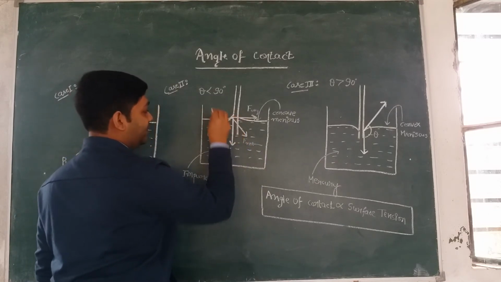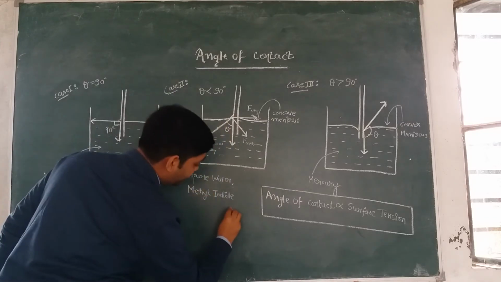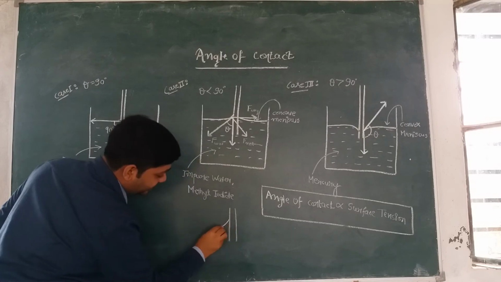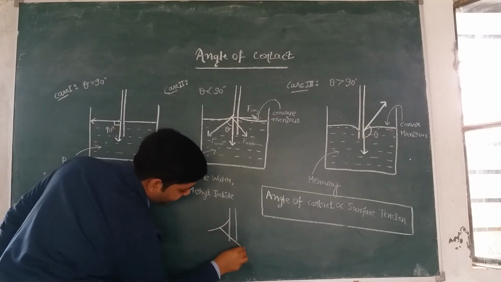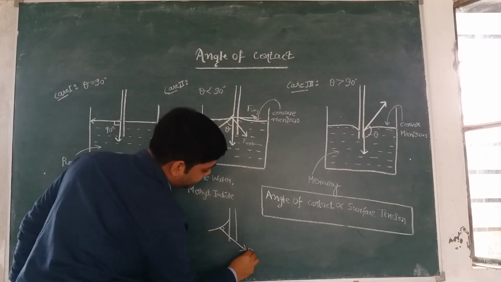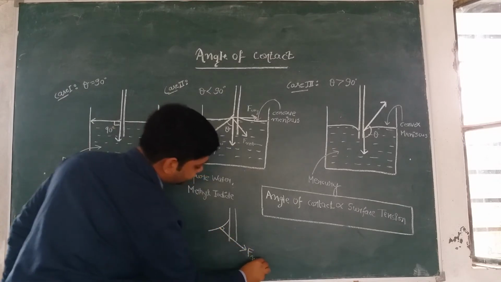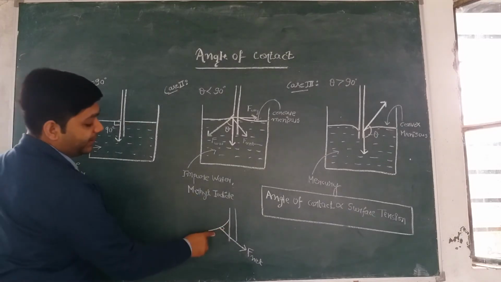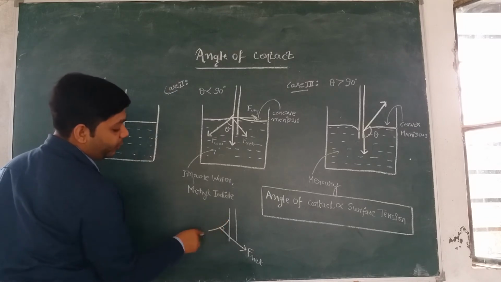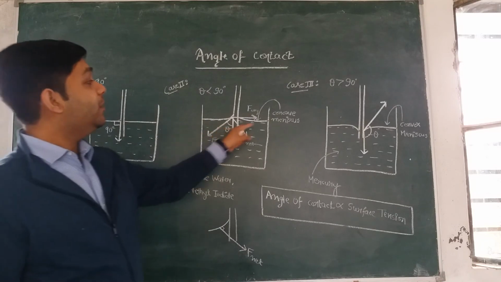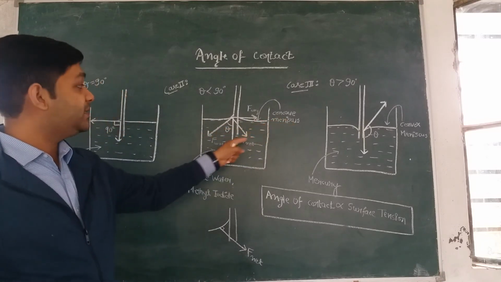The shape is like this. Let me redraw it here. This is a glass tube, and the liquid has taken this shape. The net force is in this direction, so this is perpendicular. This is F net. I hope this is visible in the video. Yes, it is visible. So you can see that the liquid surface is perpendicular to the net force, and this is the reason why the concave meniscus shape is taken.